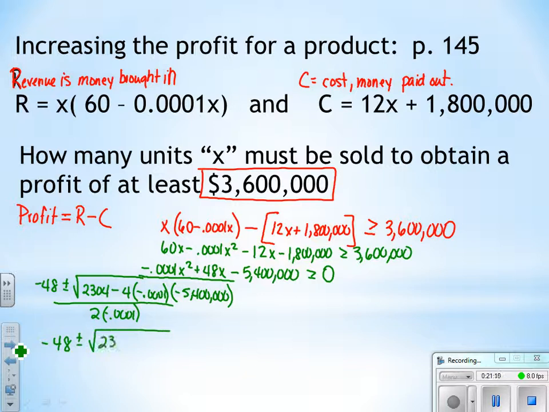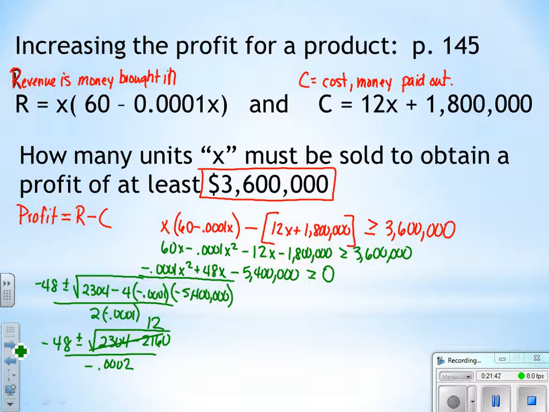Now, when you multiply negative 4 by negative 0.0001 by negative 5,400,000, you're going to get 2160. 2 times 0.0001 is a negative 0.0002. Okay, continuing to simplify. 2304 minus 2160 is 144, and the square root of 144 is 12. So that entire radical part simplifies to give us 12.